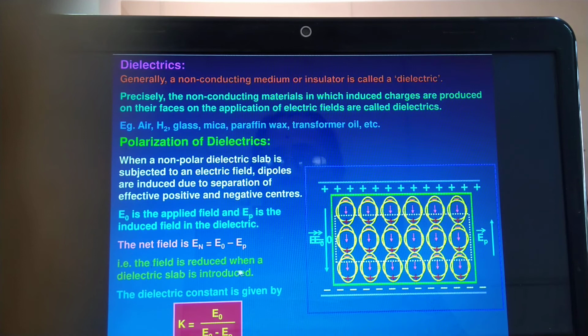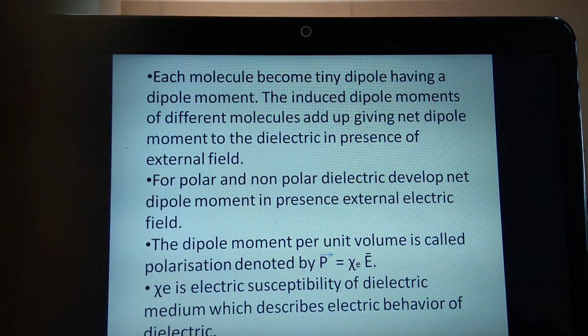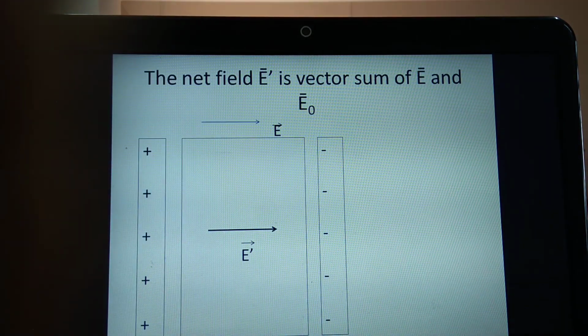So now the electric field will get reduced when the dielectric slab is introduced, and therefore the dielectric constant is given by K is equal to the original electric field divided by the net electric field. Using that you will get the effect of the dielectric. Now here I have shown a positively charged plate and here a negatively charged plate. So lines of force will start from positive to negative.